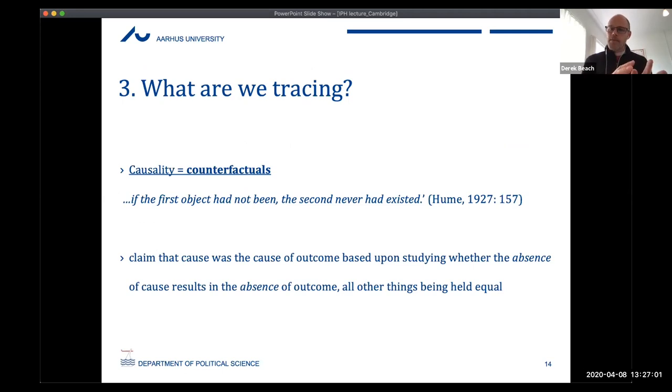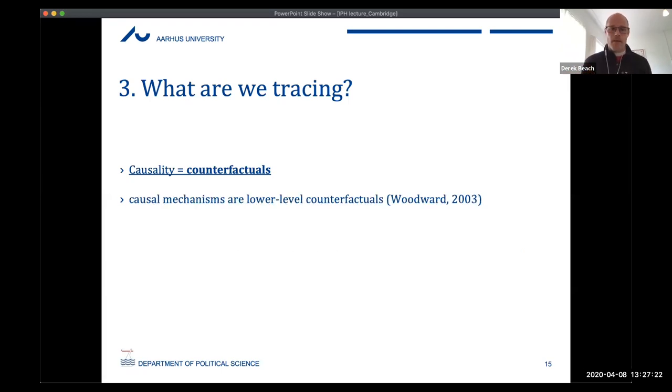So the claim is that you can see whether a cause is a cause, or a process is a causal process or mechanism, based upon studying whether its absence results in the absence of the outcome, all other things held equal. And of course, this is exactly the type of causal claim that underlies an experiment. So people like Woodward and others argue that causal mechanisms are just lower level counterfactuals, that each of these parts of a process should be treated as if it's a counterfactual. And then we would have counterfactual dependencies that can be manipulated, for example, using an experiment.